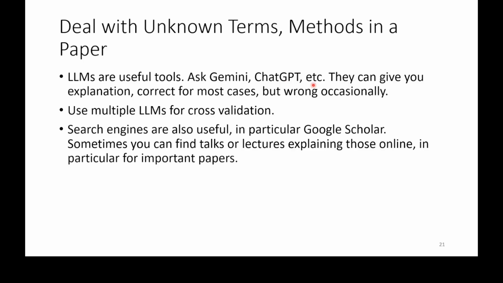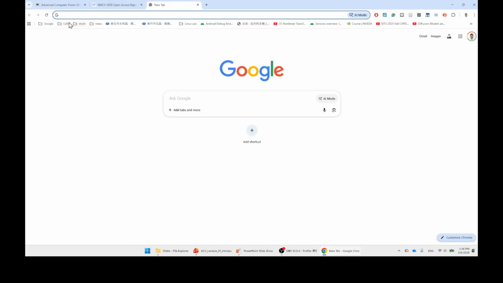If you see a term you don't know the meaning of, just ask ChatGPT or Gemini. They can give you hints. Sometimes they make mistakes, that's fine, ask another large language model. You have so many choices. Let me show you how many I have: Gemini, ChatGPT, Perplexity, Claude, Grok, Microsoft Copilot. A lot of you can use them for free, almost free.